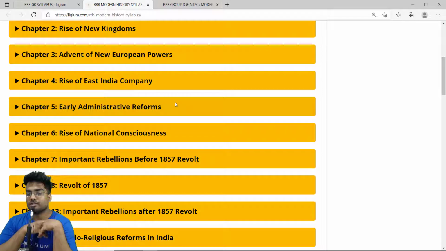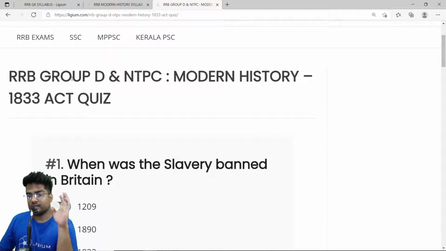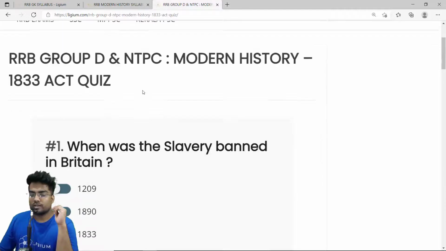So what about the early administrative reforms? It has many constitutional chapters, such as the Act of 1773, 1784, 1786, 1793, 1813, 1833, 1853 and 1858. The Act of 1858 will come after the Civil Rebellion, and we will deal with that later. For the time being, we are going to solve the MCQs on the 1833 Act, and this is how you do it. We have the section RRB Group D, NTPC Modern History, 1833 Act quiz.